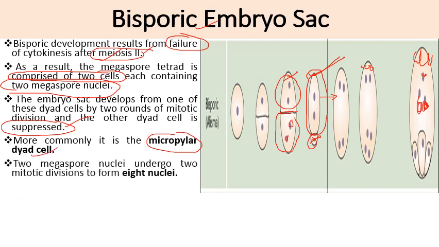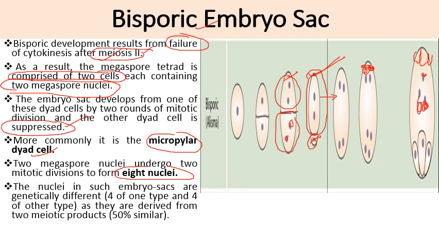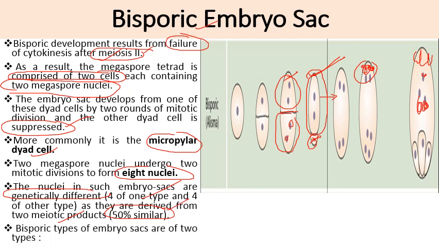2 megaspore nuclei undergo division to form 8 nuclei, by repeated divisions. 2 divisions occur after this, resulting in formation of 8 nuclei. The nuclei in such embryo sacs are genetically different, 4 of one type and 4 of the other type, as they are derived from 2 meiotic products. So they are 50% similar. This bisporic embryo sac is of the following 2 types, which we'll discuss.